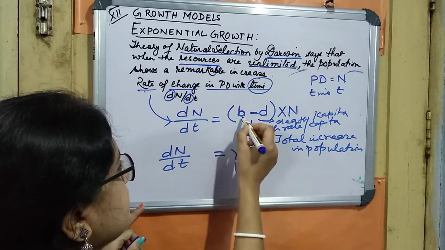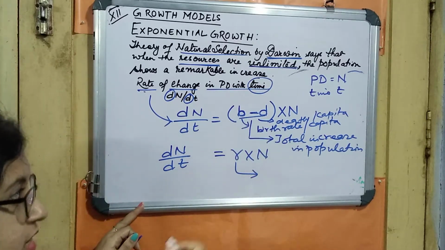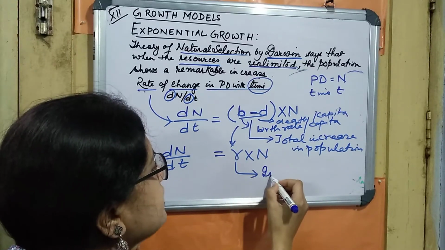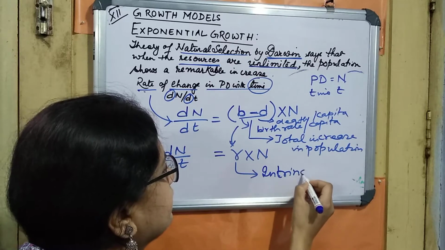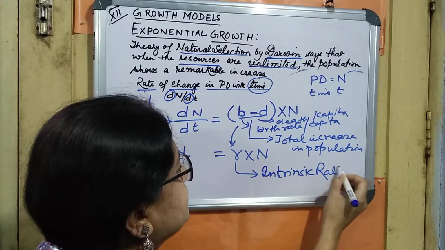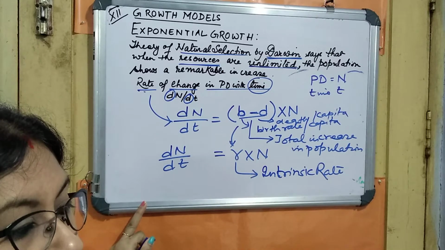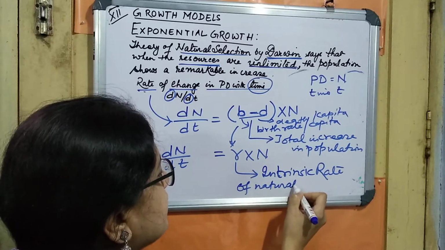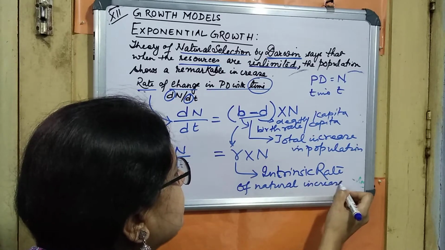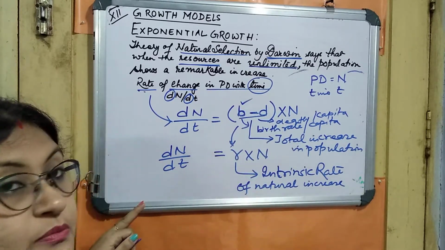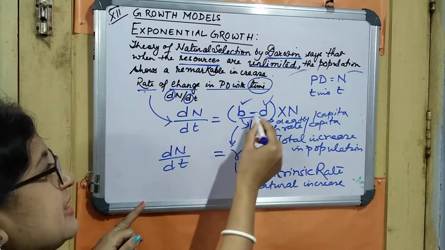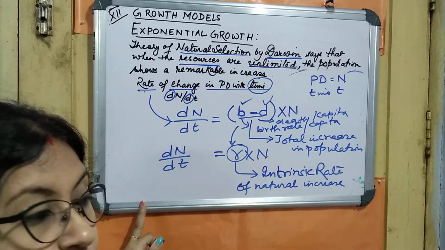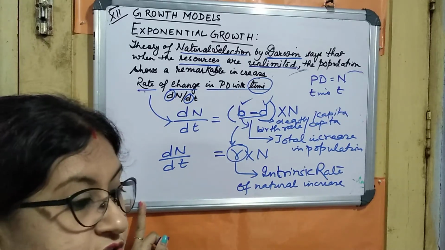What is this r? This r is actually b minus d, and this r is also known as the intrinsic rate. Intrinsic rate. What is that? The intrinsic rate of natural increase. That means naturally when there is a population increase taking place, obviously the birth rate will be more than the death rate, and b minus d, at that time we can represent as r. This r is the intrinsic rate of natural increase.